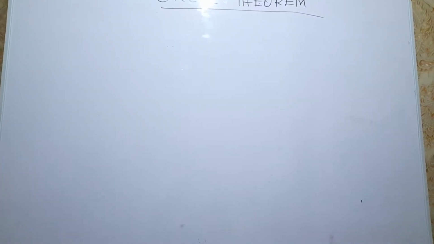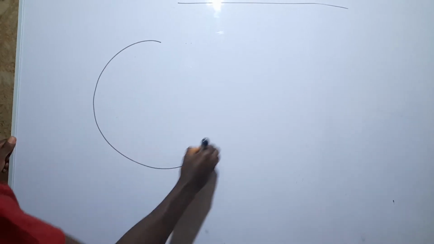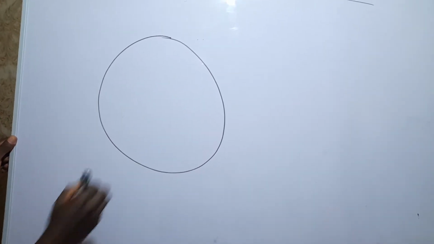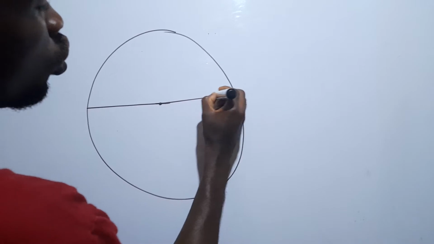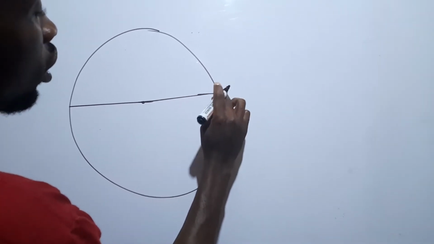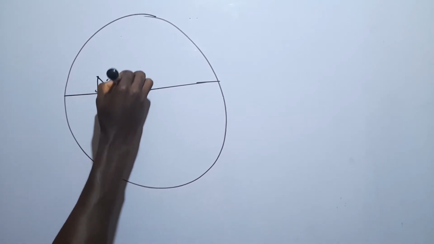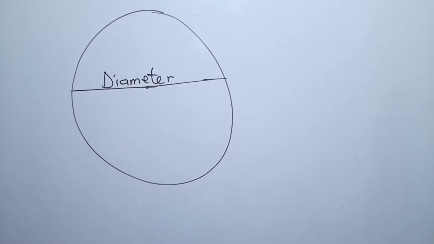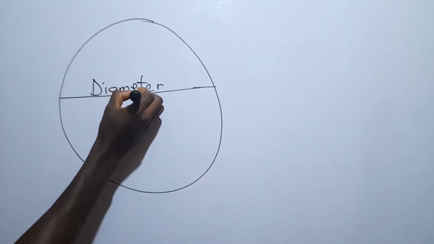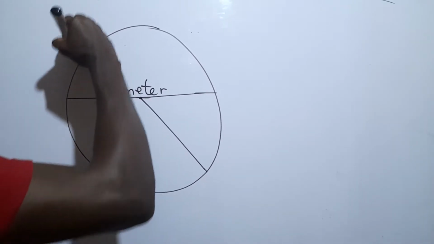So the first thing we'll talk about is some parts of a circle. If we have a circle like this, and we have the center, any line drawn to pass through the center of the circle and divide the circle into 2 equal halves, that line is called diameter. Take a very good notice of it. It's called diameter.